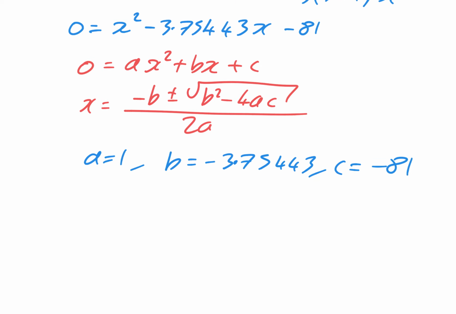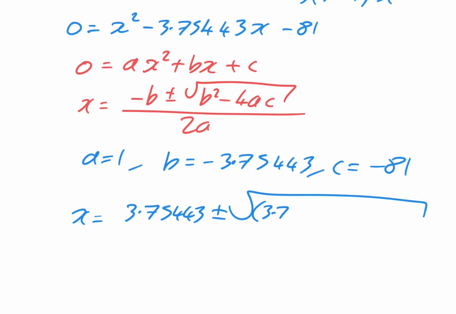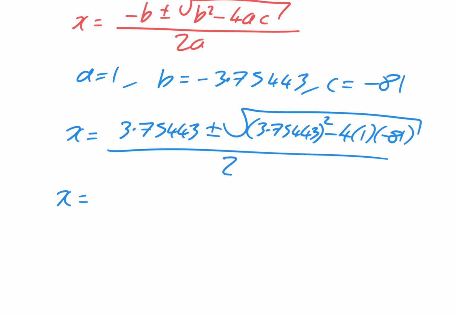And then we can fire that into our equation. So x is going to be equal to minus b, which would be positive 3.75443, plus or minus the square root of 3.75443 squared minus 4 times my a, which is 1, times my c, which is minus 81, all divided by 2a, which is just going to be 2. Okay, give me a second here while I work this out on my calculator.